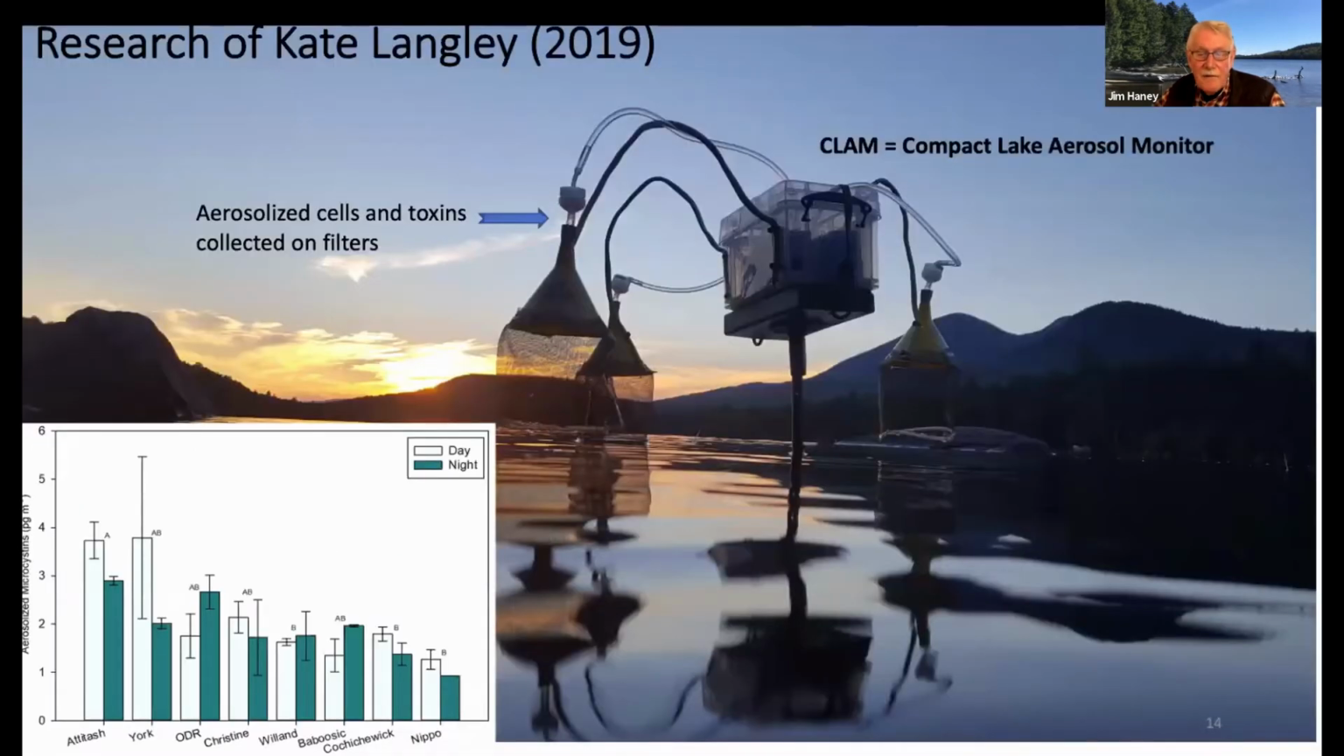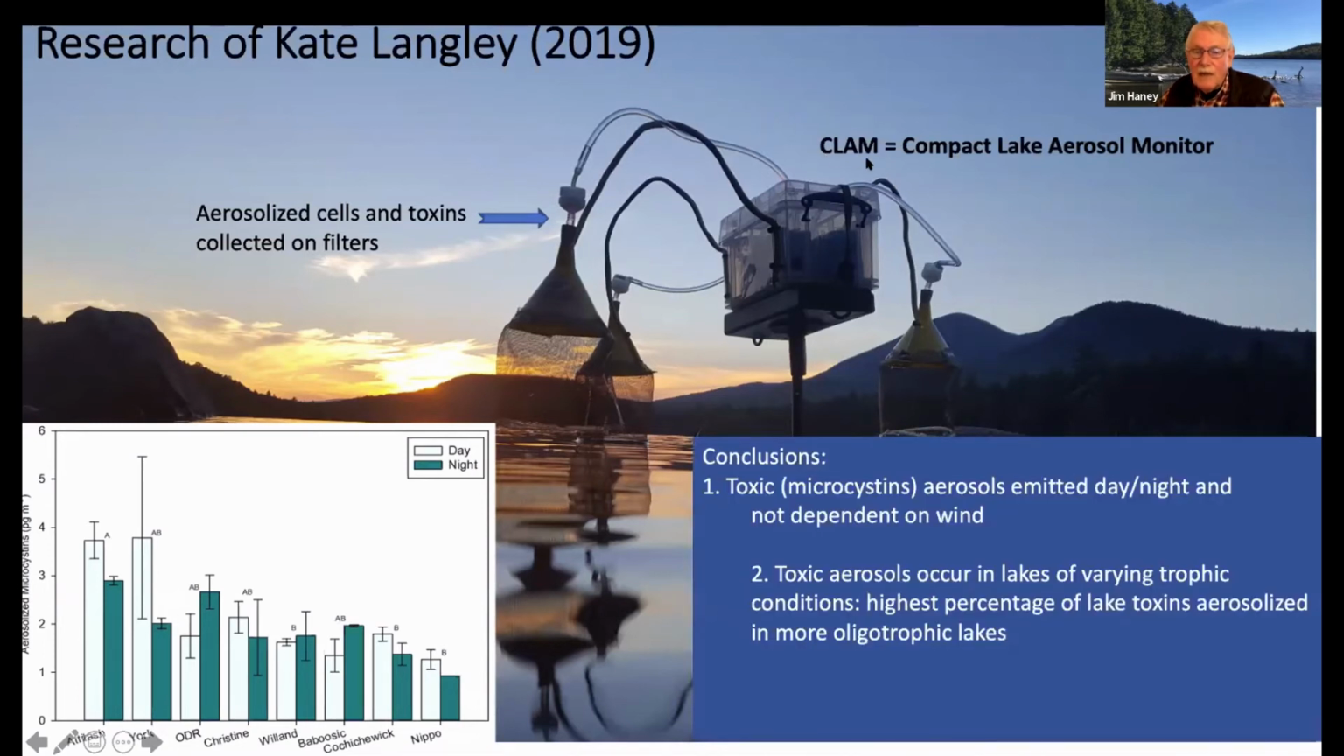Kate Langley was a master's student in my lab until two years ago now. She finished her degree working on using this aerosol collector, and having refined it somewhat, she also made it more compact so that we could run replicates more easily. It's called the CLAM, Compact Lake Aerosol Monitor. It also used the same basic technique of having the air pass through a filter, and then the filter was analyzed for toxins in cells.